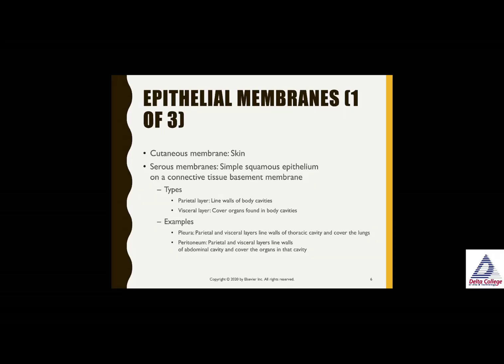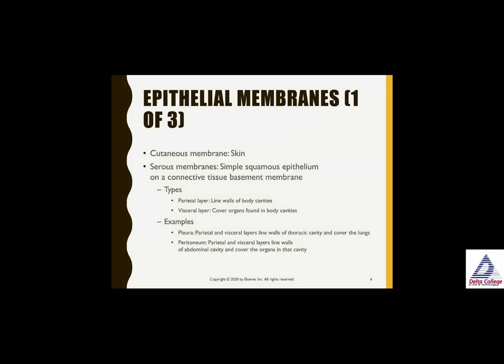Example, pleura. The pleura has the parietal and visceral layers that line the walls of the thoracic cavity and cover the lungs. In the peritoneum, we have parietal and visceral layers that line walls of the abdominal cavity and cover the organs in that cavity.